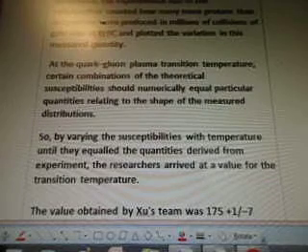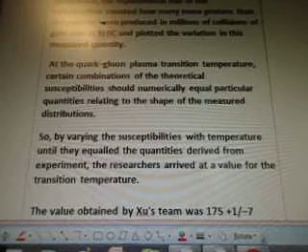At the quark-gluon plasma transition temperature, certain combinations of the theoretical susceptibilities should numerically equal particular quantities relating to the shape of the measured distributions. So by varying the susceptibilities with temperature until they equaled the quantities derived from experiment, the researchers arrived at a value for the transition temperature.